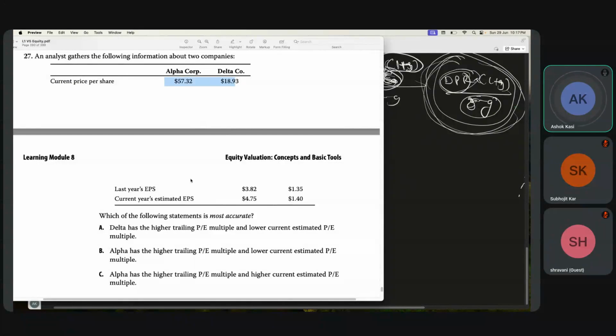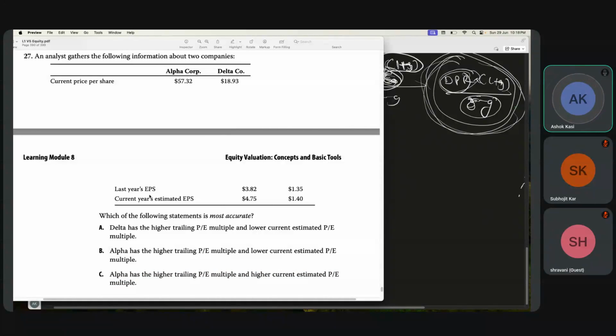Current price, last year's EPS, current year's estimated EPS. Which of the following statements is most accurate? Delta has the higher trailing PE multiple and lower current estimated PE multiple. Alpha has the higher trailing PE multiple and lower current estimated PE multiple. Alpha has the higher trailing PE multiple and higher current estimated PE multiple.